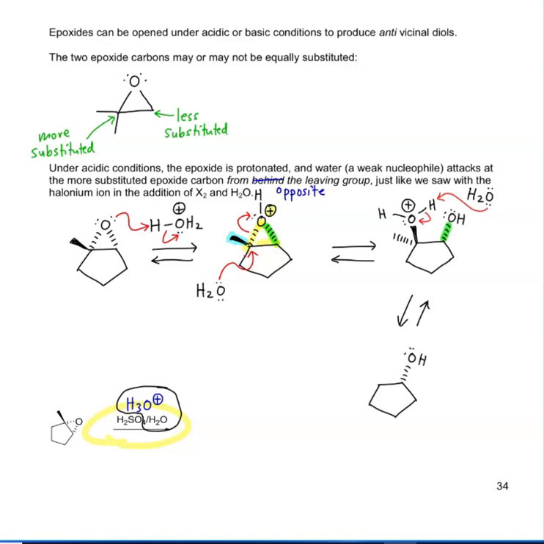And that gives you the product, which is a vicinal diol because it has two OH groups on adjacent carbons. And it's also anti because one is coming forward and the other is going back. Okay, so when you're opening an epoxide in aqueous acid, let's do a little summary here. In aqueous acid, protonate first, then the nucleophile attacks.